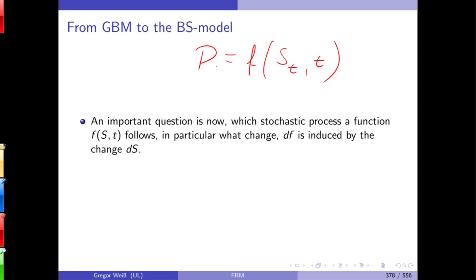Same for a call, same for a barrier option, same for an Asian option. So any option price is a function in S_T and T. And this is important to note here, and this is important to remember for you. Any option price, any derivative price, is such a function f in S_T and T. Any derivative price is a function in the underlying price and in time t.